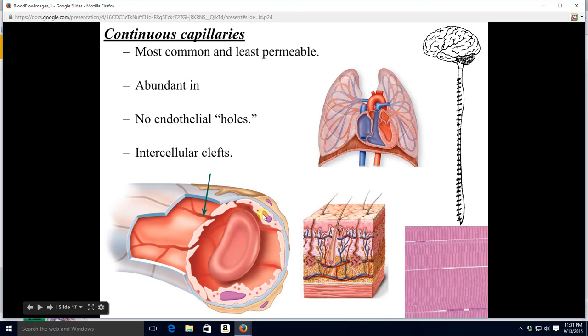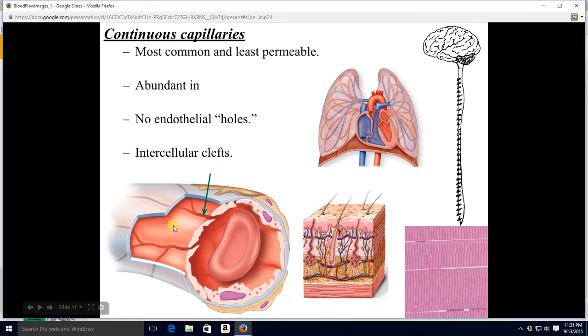So here is the simple squamous epithelium. What I want you to notice is that in a single epithelial cell, I'm dancing on a single epithelial cell here, there are no holes in it. Now you might be thinking, what? Why would a cell have holes? But wait till you see the next two.